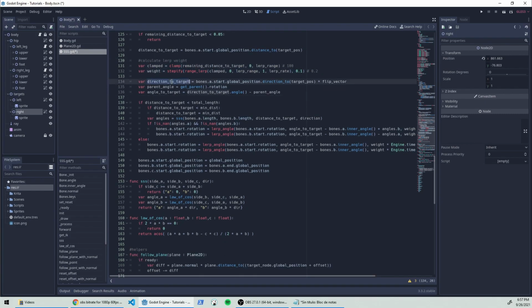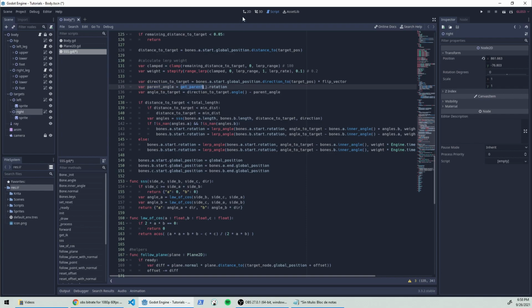Now the direction to the target. I'm using direction to the target instead of angle to target, because this gives us a normal, and I can multiply the normal by the flip vector, whereas if I multiply it directly by the angle, it doesn't really work that well. So that's why we're using direction to.